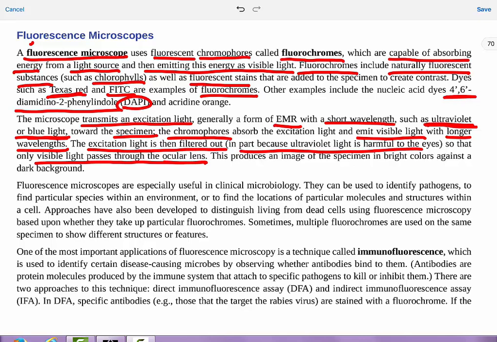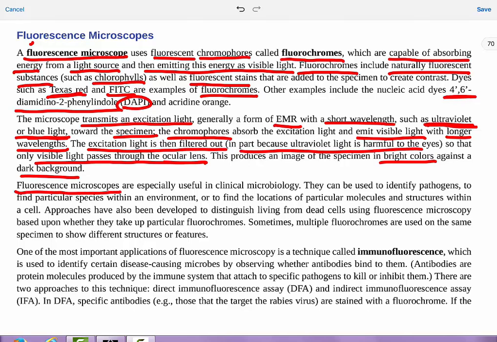This produces an image of the specimen in bright colors against a dark background, right? Because we don't have a light bulb light. We don't have any visible light going into the specimen, so it's going to have a dark background. What we have is other EMR, for example, ultraviolet light, that's coming in through the specimen, but then the microscope is going to cancel that out. Not that we would see it anyway, but it cancels that out, and then what we see is this bright color.